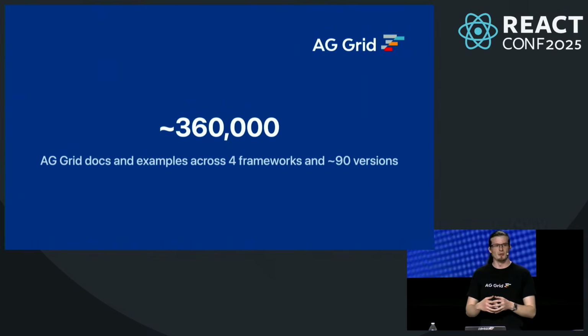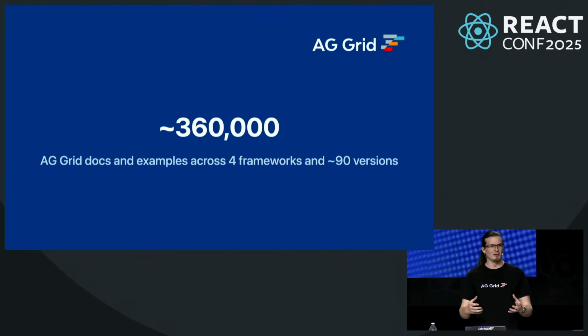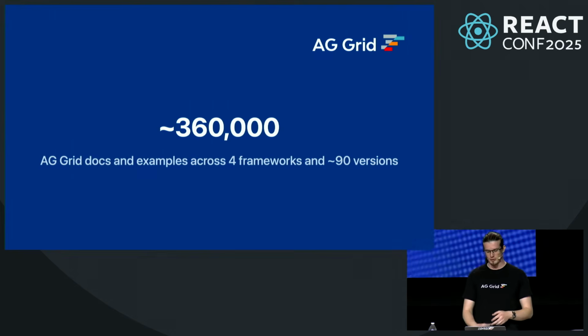here at AG Grid, we have over 360,000 different pieces of documentation and examples that are spread over 4 different frameworks and almost 90 different versions of our product. So in order for an LLM to know everything there is to know about AG Grid, it needs to consume all of this context, which is absolutely huge.